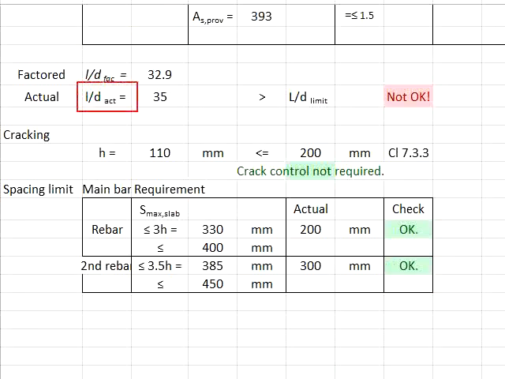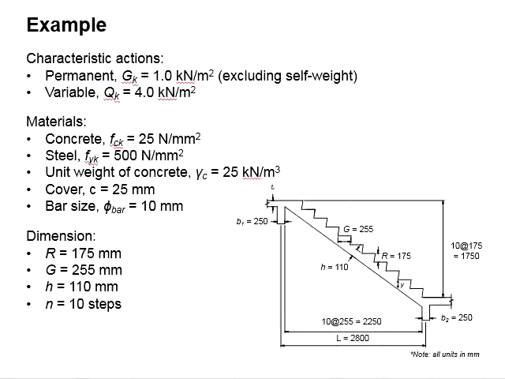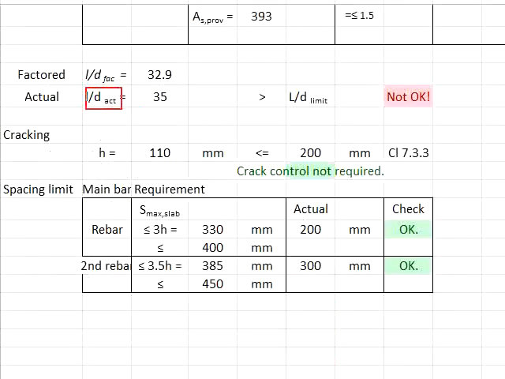Next, you will need to calculate the actual L per D ratio. The L here refers to the diagram, which is 2.8 meters. The d here is calculated, which is 80 mm. Now the ratio here will be 35. You realize that the L per D limit is now less than the actual L per D ratio. That means the member will fail in deflection.